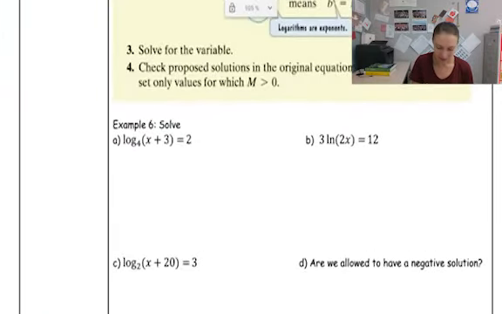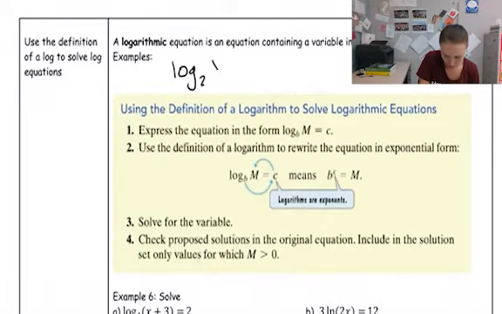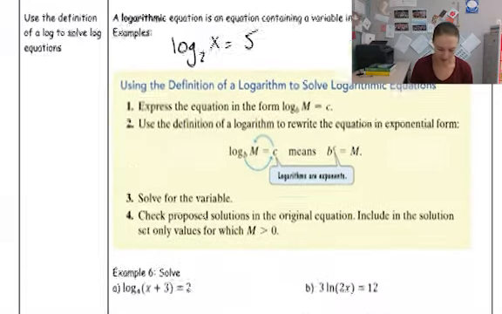All right, so that is how to solve exponential equations. So now let's change gears and look at how to solve log equations. A logarithmic equation is an equation containing a variable in a log expression. For example, log base 2 of x equals 5 or something. This is a pretty basic example. We can have other pieces happening to it as well.